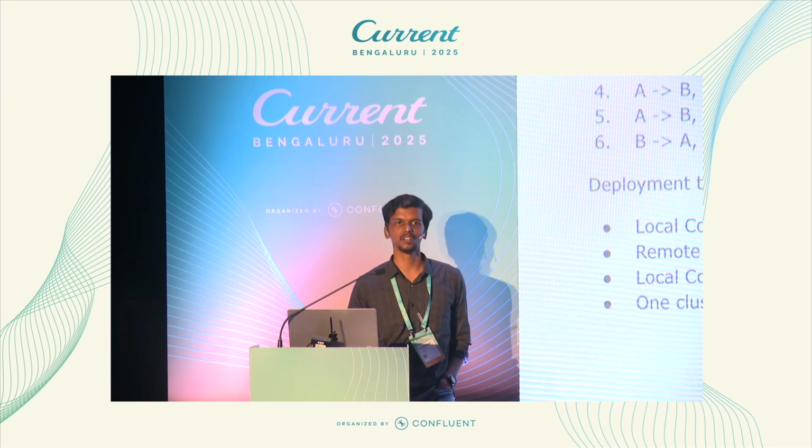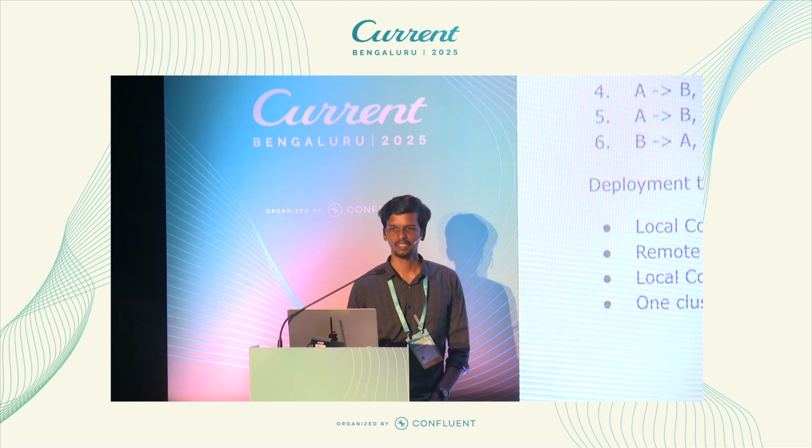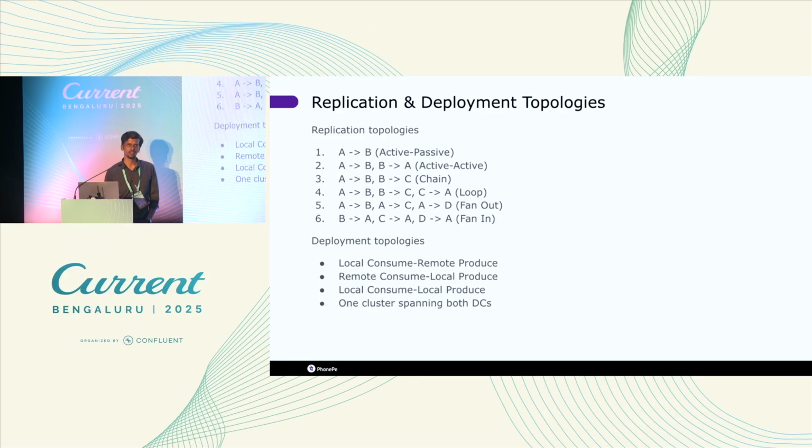You can do active-active, which means bidirectional flow of information. Then you can do a chain or a loop, or you can do fan out or fan in. So we will see where these use cases are and why these use cases are important.